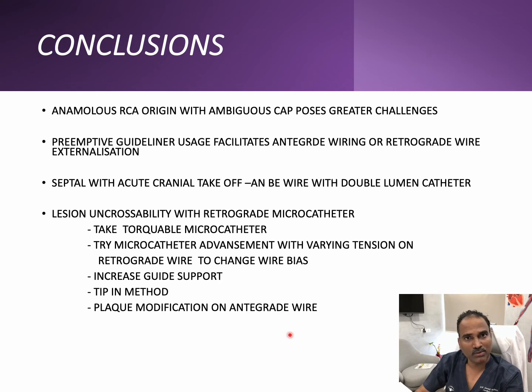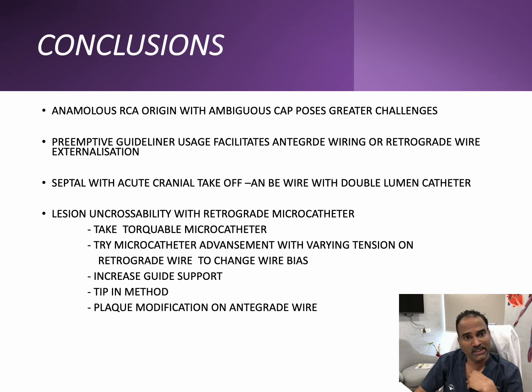So conclusions from this case are: Anomalous RCA origin with ambiguous cap poses greater challenges. Preemptive GuideLiner usage facilitates antegrade wiring and also retrograde wire externalization and reverse CART facilitation. Septal with acute cranial takeoff can be wired with a double lumen catheter.